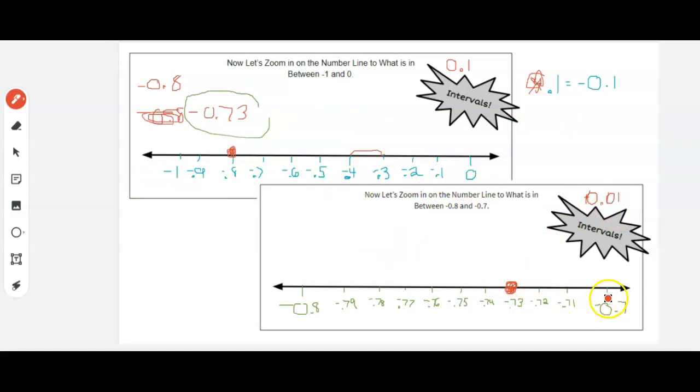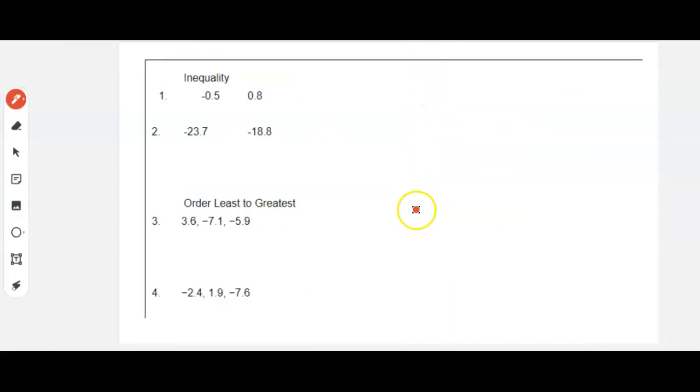The nice thing about decimals is there's always 10 spaces in between because decimals are tenths and hundredths. They're by powers of 10. All right? So let's see if we can use this to help us out. All right? Look in here.